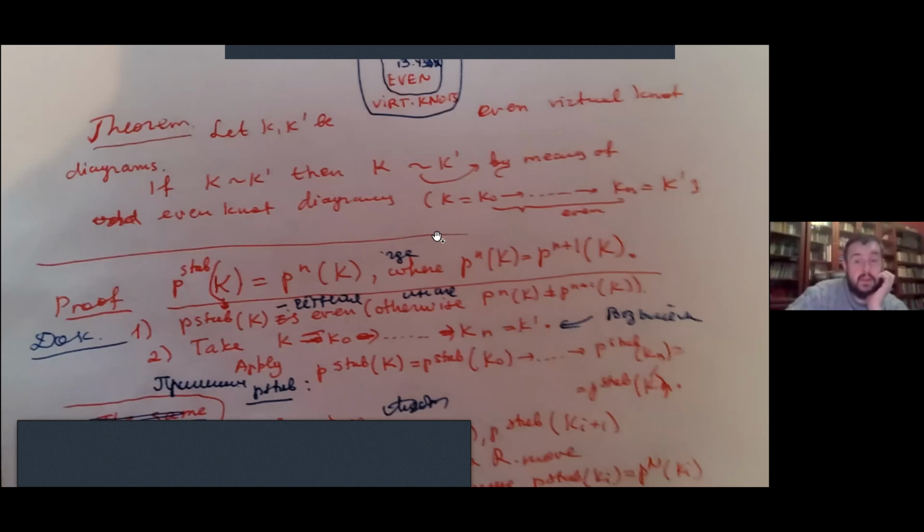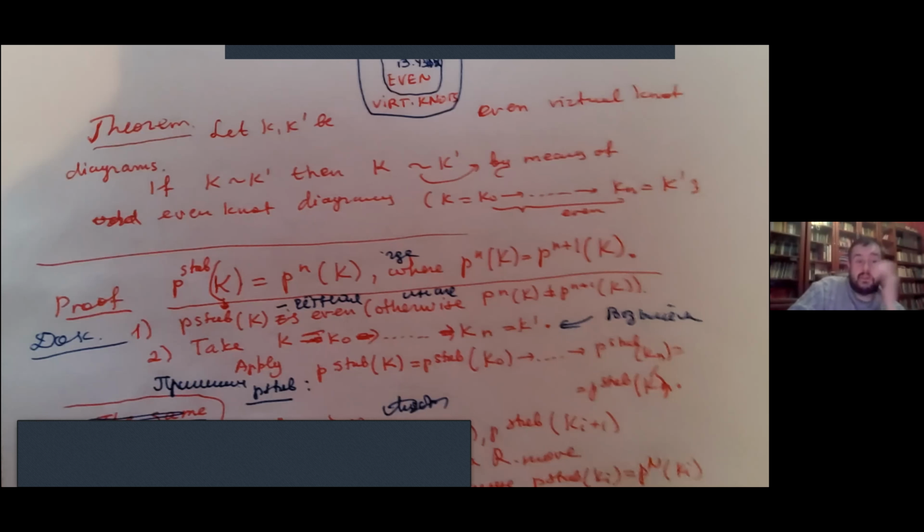So the idea is as follows. We just take this chain and apply the stable parity projection. Мы берем эту цепочку и применяем к ней стабильную проекцию четности. Well, of course, if we take p stable, it's even because there is nothing to delete. And this means that if we take this sequence of diagrams, this chain, then any two adjacent diagrams either coincide or differ by a Reidemeister move.